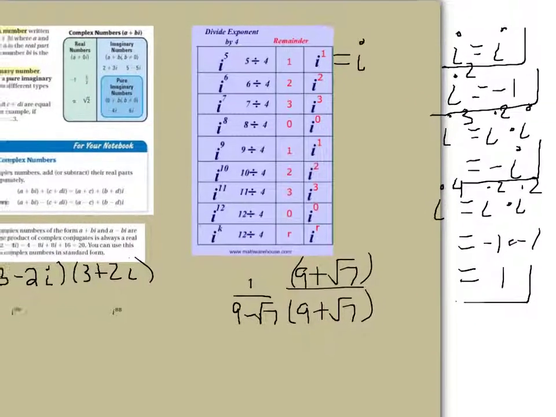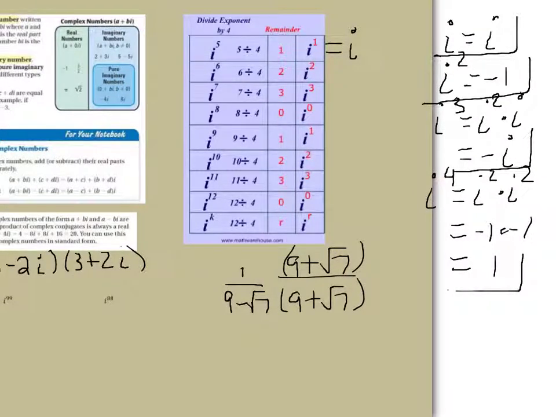Six divided by 4 has a remainder of 2. So what does that equal? Negative 1. Remainder of 3, that equals negative i, because i to the 3rd. i to the 0, well, anything to the 0 is 1. That's why i to the 4th is also 1, because you look at the remainder. And then they repeat.